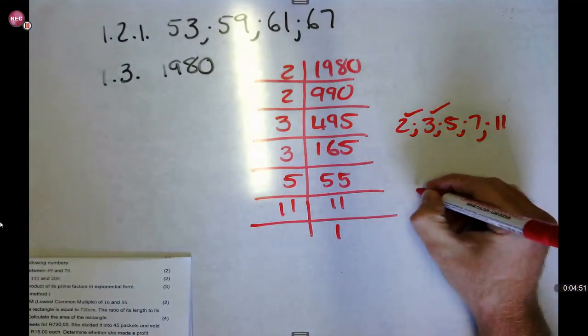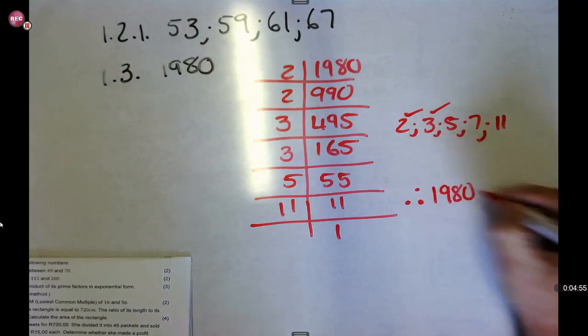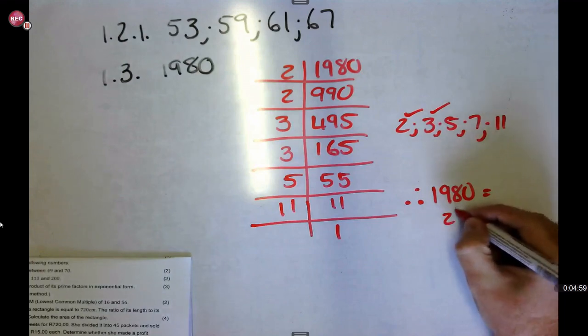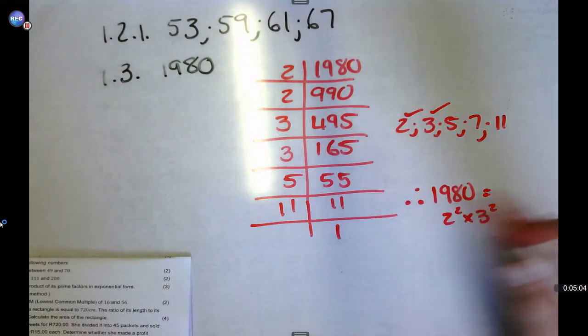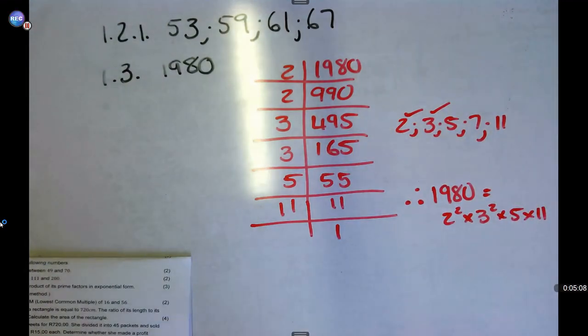With that, we then say 1980 is equal to 2 squared, because there's 2 of them, times 3 squared, because there's 2, times 5 times 11, and you've solved. With regards to the ladder method, you've solved all the prime factors for 1980.